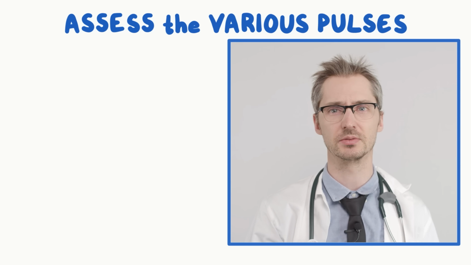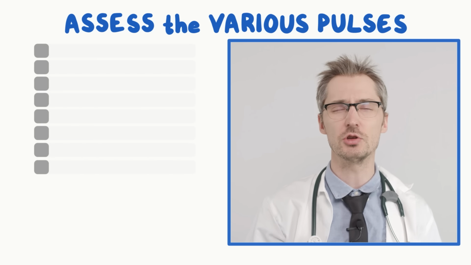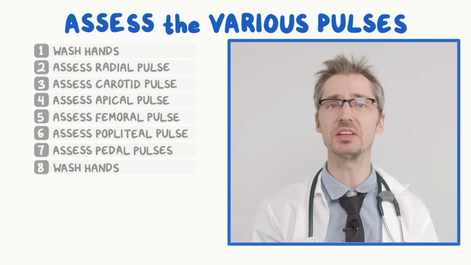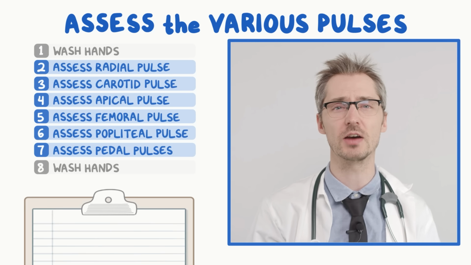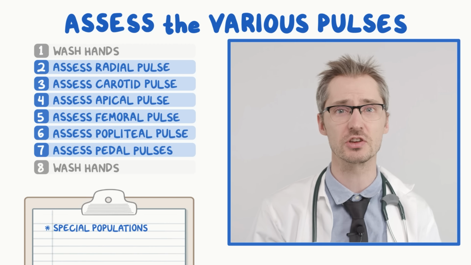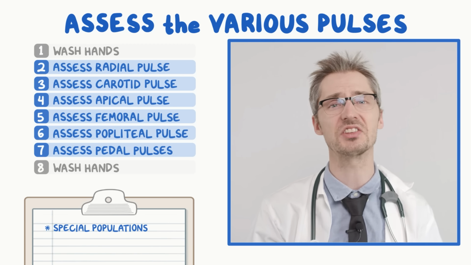Hello, this video covers how to assess the various pulses. In a normal examination, you'd do everything on this list, but to keep things concise, this video will focus on the steps in blue and will also cover special populations like infants, children, and the elderly, as well as a summary. Meet Fred. Fred's pulse is between 60 and 100 beats per minute.